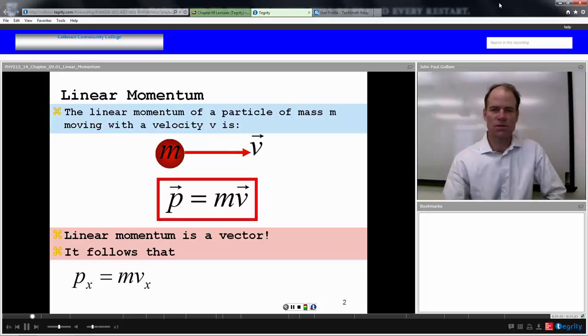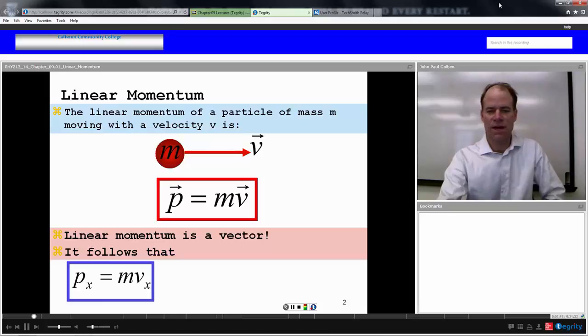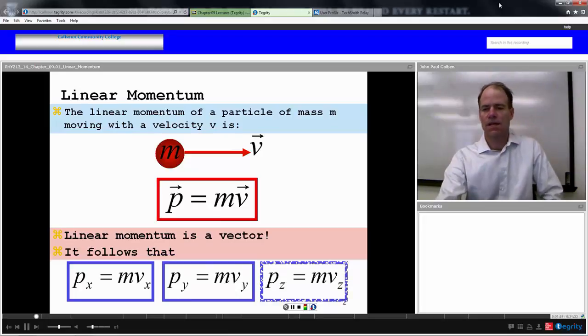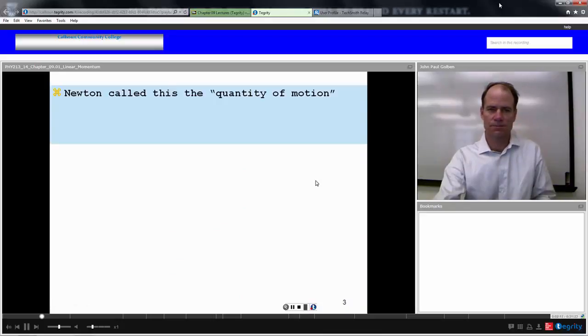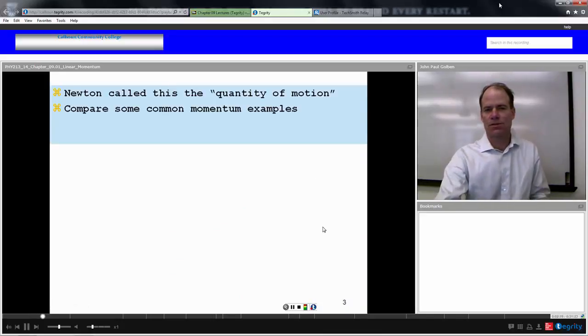Momentum is a vector, so there are three components, x, y, and z. The momentum in the x direction is the mass times the velocity in the x direction. The momentum in the y direction is the mass times the velocity in the y direction. And the momentum in the z direction is the mass times the velocity in the z direction. Mass itself does not have x, y, z components. It's simply a scalar. And our momentum is the mass times the velocity in any respective direction. Newton called this the quantity of motion.